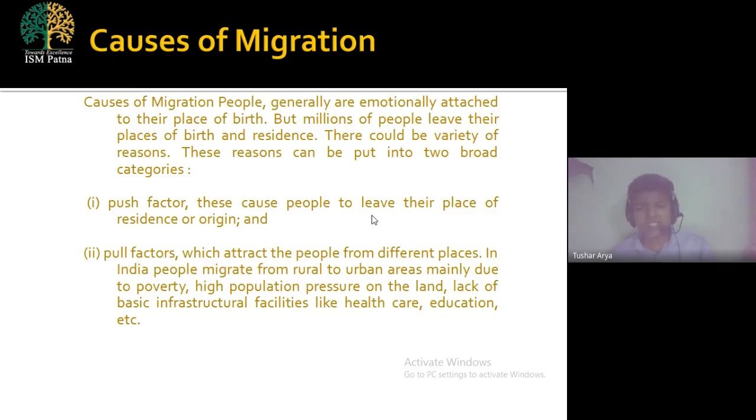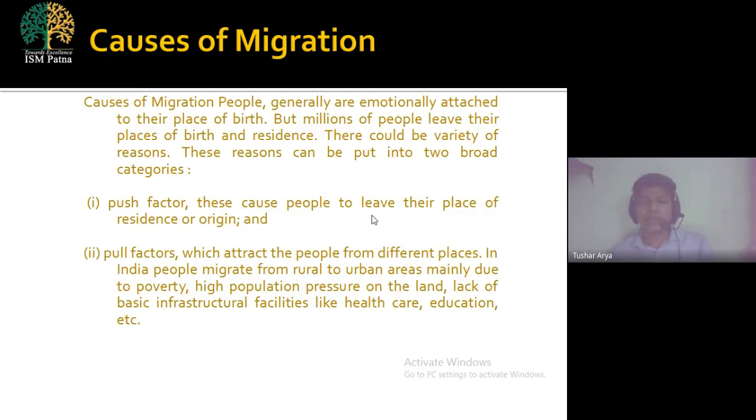In many more regions, there are many minor reasons also. Like if a person got married, and he is living at his in-laws' house. Again, it's a part of the place of residence or origin because he has left that place. But he has left that place out of some benefit, either profitable or non-profitable. So it also comes under the push factor.